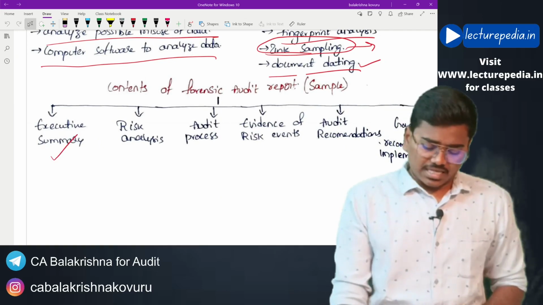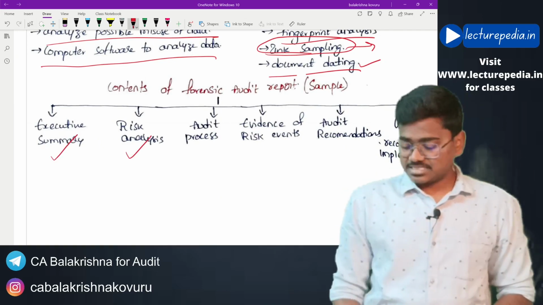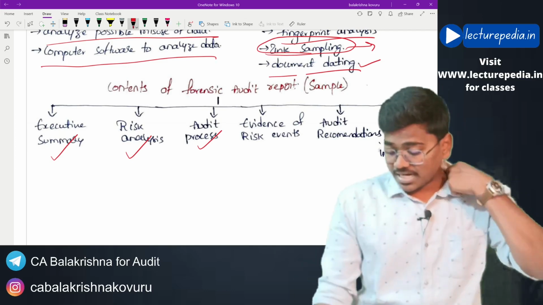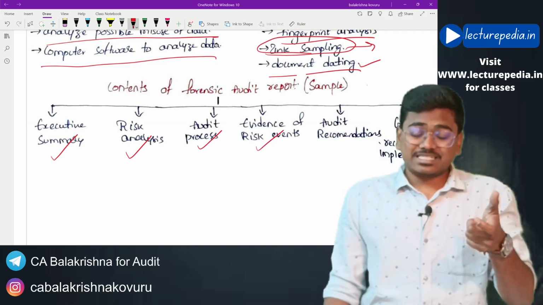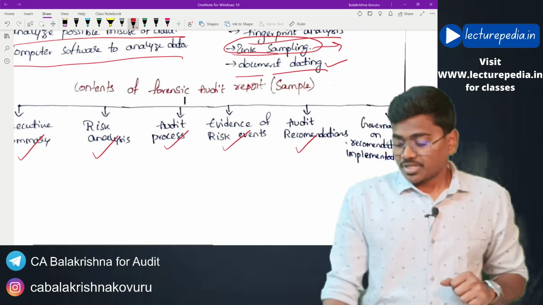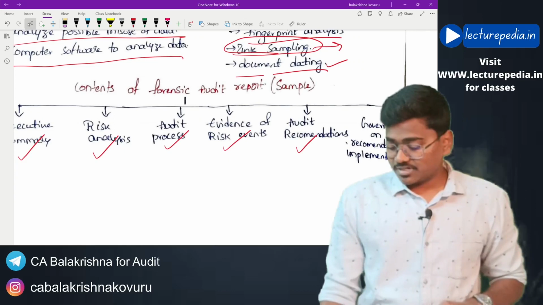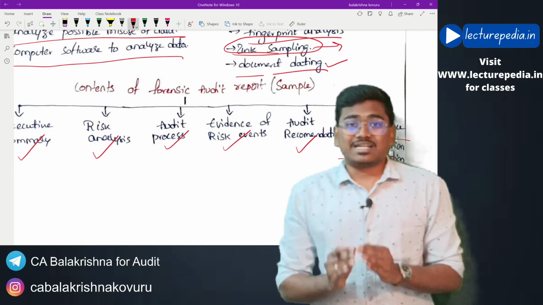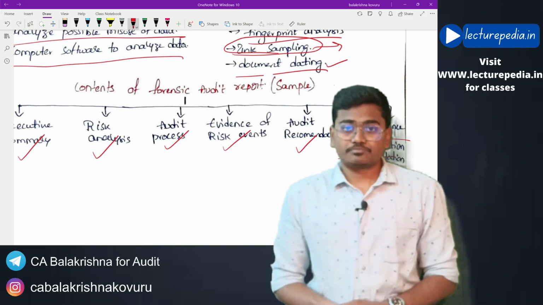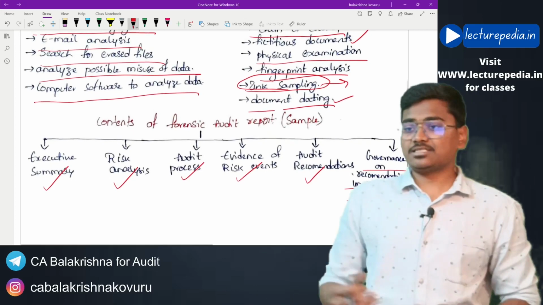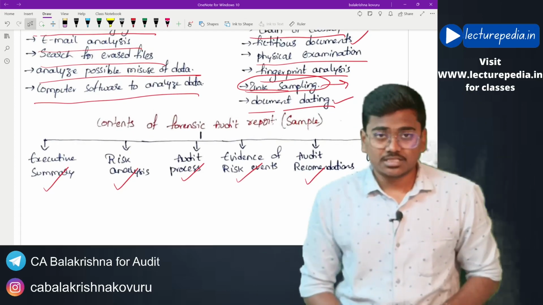What are they? Executive summary, risk analysis, the audit process that the auditor has performed in the forensic audit, and evidence of risk events, and the recommendations that the auditor is giving with regard to those risk events, and governance related to the implementation of those recommendations. So these would be some of the side headings of the forensic audit report.